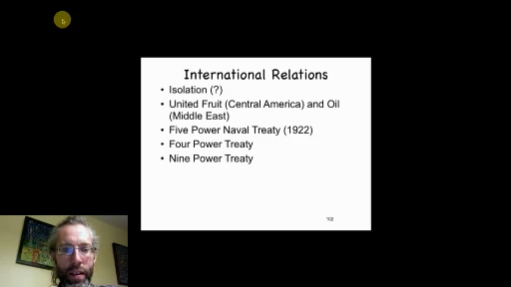The Nine-Power Treaty has to do with China. We're not going to worry about all the different countries involved, but it's sort of supporting the open door policy in China that we've learned about earlier.